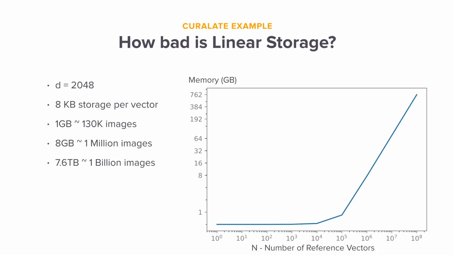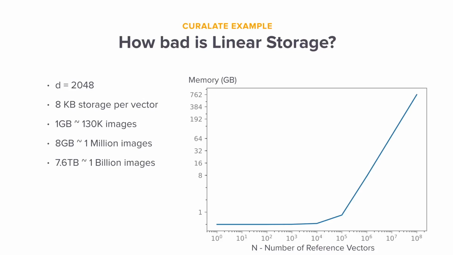So this is a graph where I show the number of reference vectors in the data set. It goes from 0 to, I don't know, a lot, right? And D, our dimensionality, is 2048. That means if those are floating point numbers in 32-bit representation, each vector is 8 kilobytes, yeah? Which means I store 130 of those in a gigabyte, and I'm quickly at 8 terabytes when I hit 1 billion images.